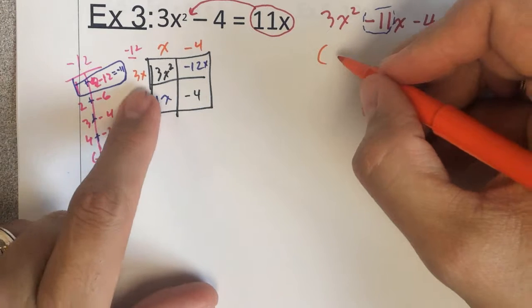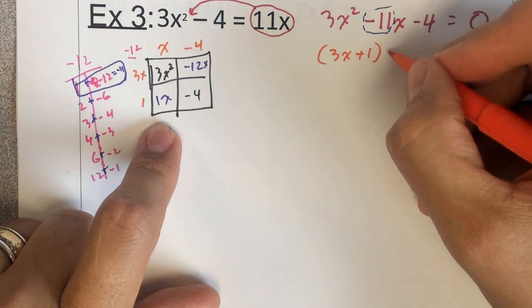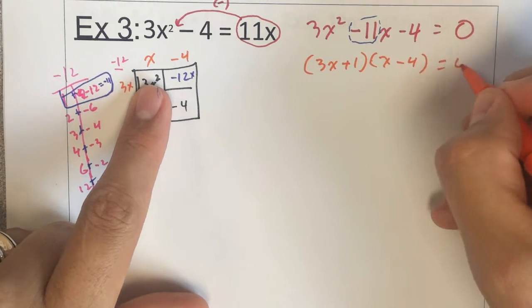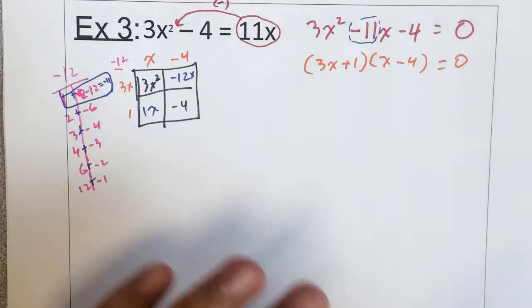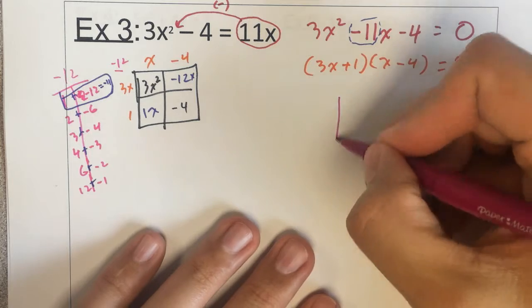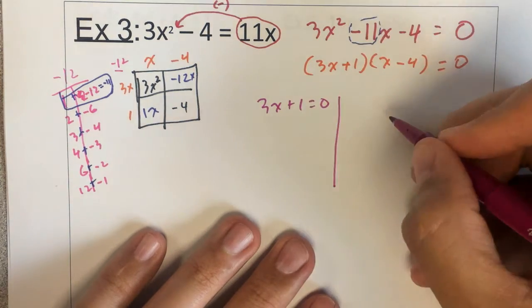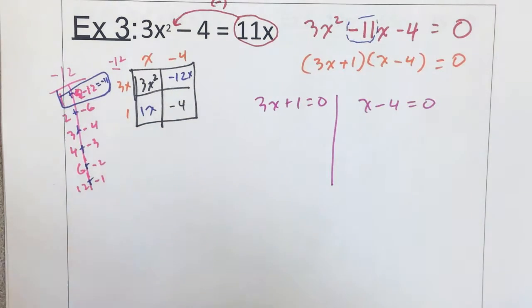We can go ahead and just write out our factors as they are. 3x plus 1 times x minus 4 is equal to 0. After I have my factored form, I can go ahead and set each factor equal to 0. First factor is 3x plus 1 equal to 0, and x minus 4 equal to 0.